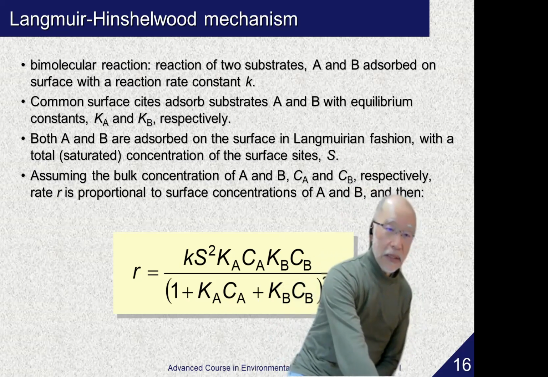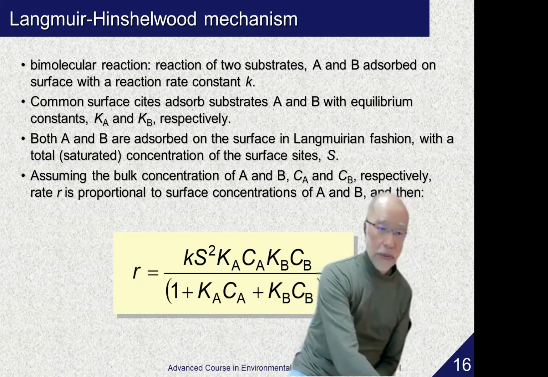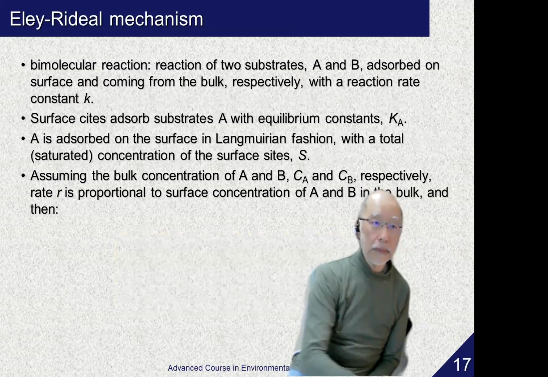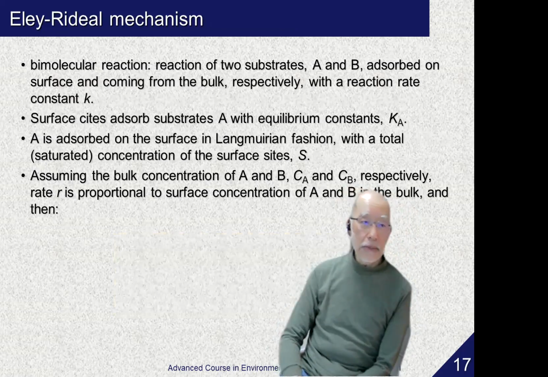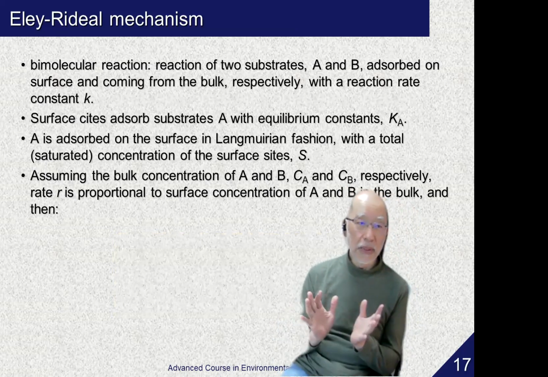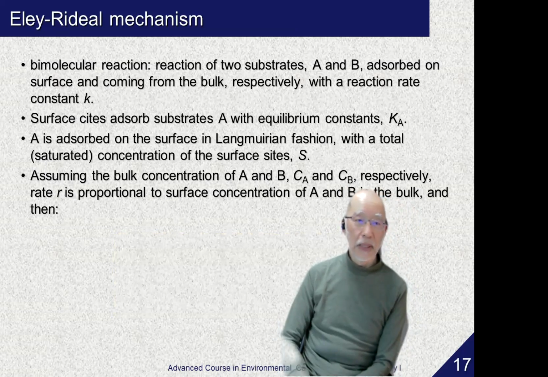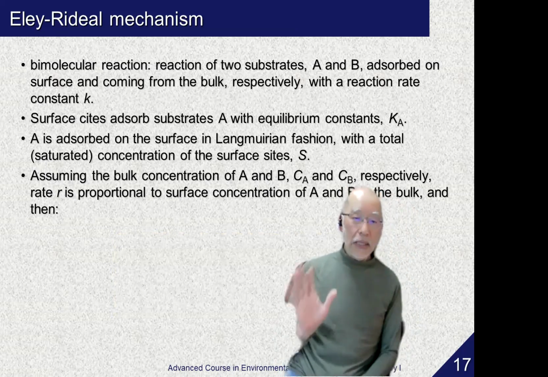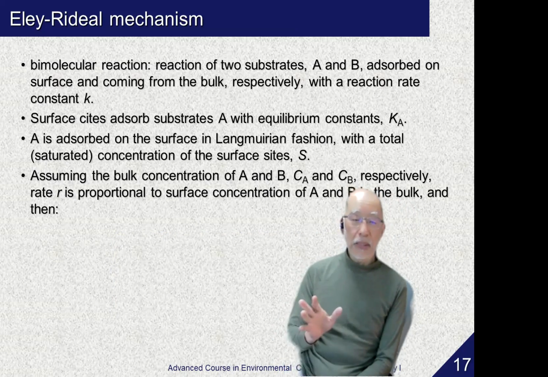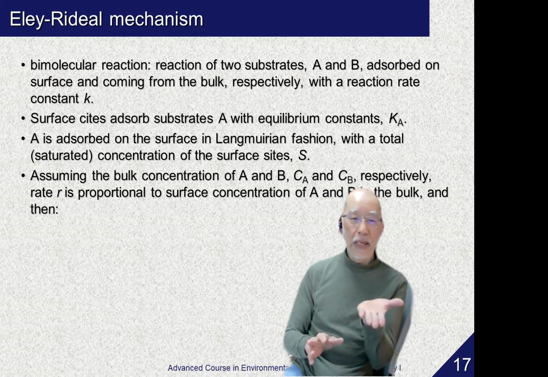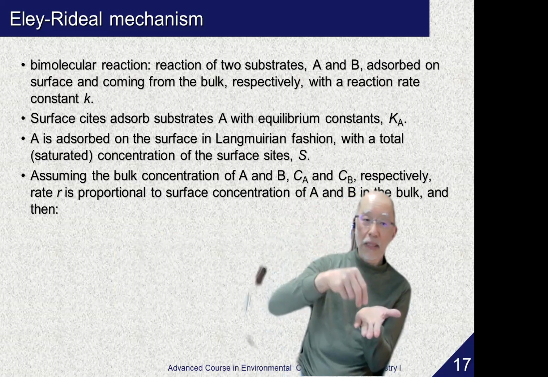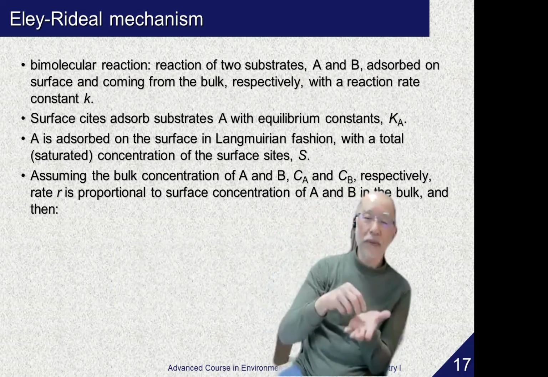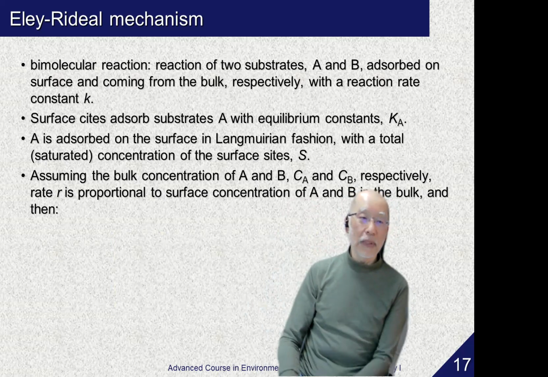Another type of mechanism is also proposed, that is the Eley-Rideal mechanism. So that is also a bimolecular reaction of two substrates, A and B. And the difference from the Langmuir-Hinshelwood mechanism is that A is adsorbed on the surface, but B is not adsorbed. B attacks A on the surface. So therefore, they are a bit different.